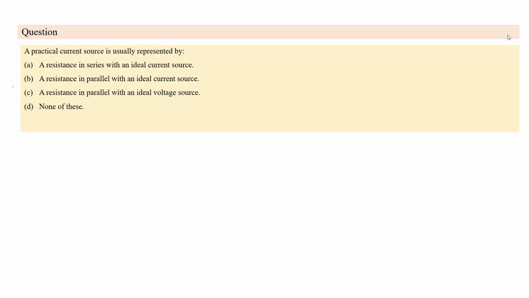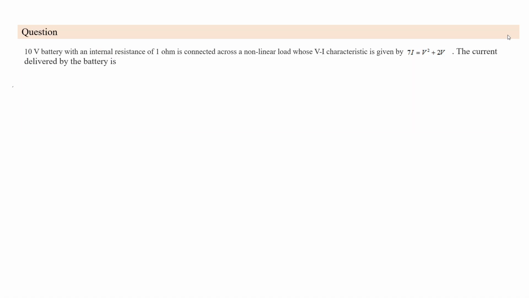For the ideal voltage source, there is no series resistance, and the same with the ideal current source, there is no resistance in parallel. So option A, resistance in series with an ideal current source, is false. Option B, resistance in parallel with the ideal current source, is true. B option is correct, and C is false. Okay, moving ahead to the next problem. Try to solve this question.